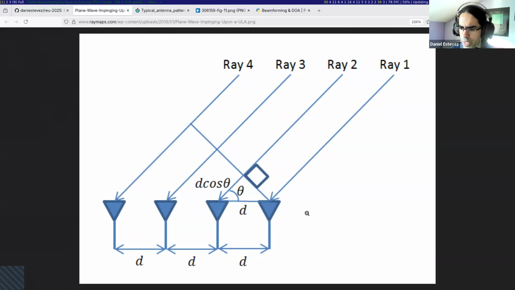It's just trigonometry. The only small comment I want to make is that it is easier for me to measure the angle of arrival, not from here, but rather from the vertical. So I will be measuring this angle over there, the complementary. So rather than having d cos theta, I will have d sine of theta, and 2d sine theta, 3d sine theta, etc. That's the only difference. Any questions about this diagram?